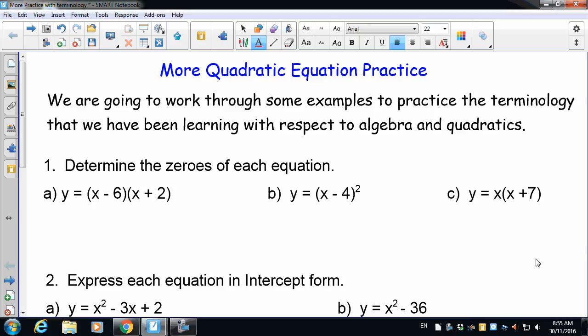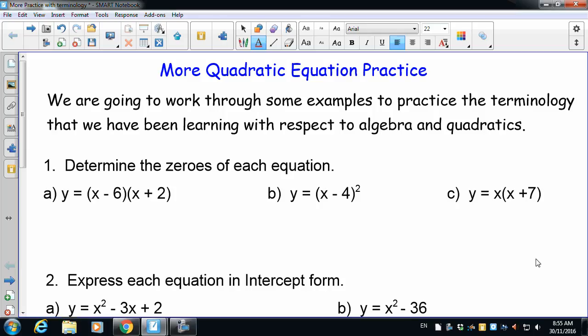All right, so we've been talking about equation form, standard form, vertex form, and intercept form. And we're going to work a little bit on taking those forms and taking our algebra and relating it to quadratic equations and terminology. So basically some more quadratic equation practice. We're just going to work through some examples here together to look at that, and then you're going to do some practice as well.